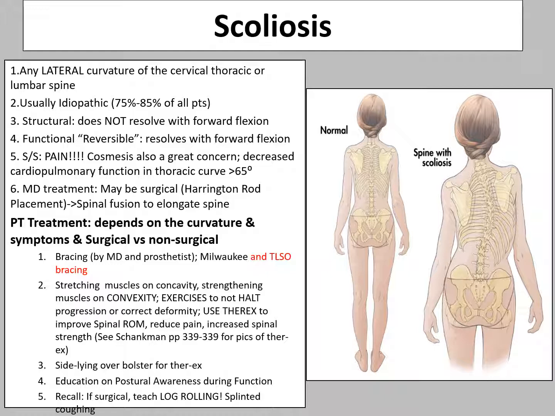In physical therapy, we're going to look at trying to stretch the muscles of the concave area of the spine and then strengthen those of the convex. We'll use these exercises also to decrease their pain, making them more aware of their posture. And if they do have surgery, we'll be involved in that early process too, teaching them how to do log rolling and their other functional activities.